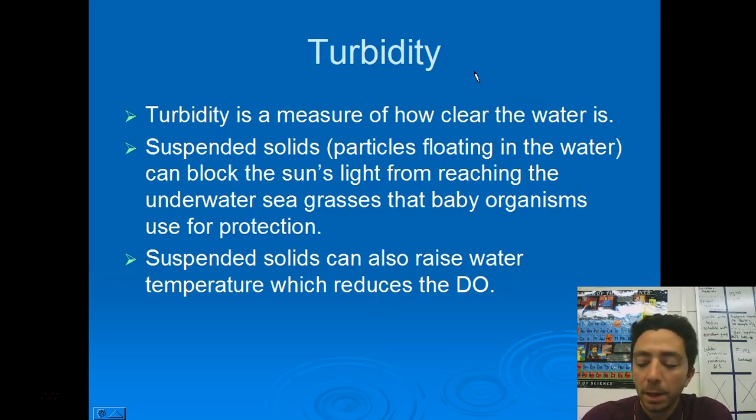Turbidity. This is something we see very clearly in our river out there. It's very dark in color.